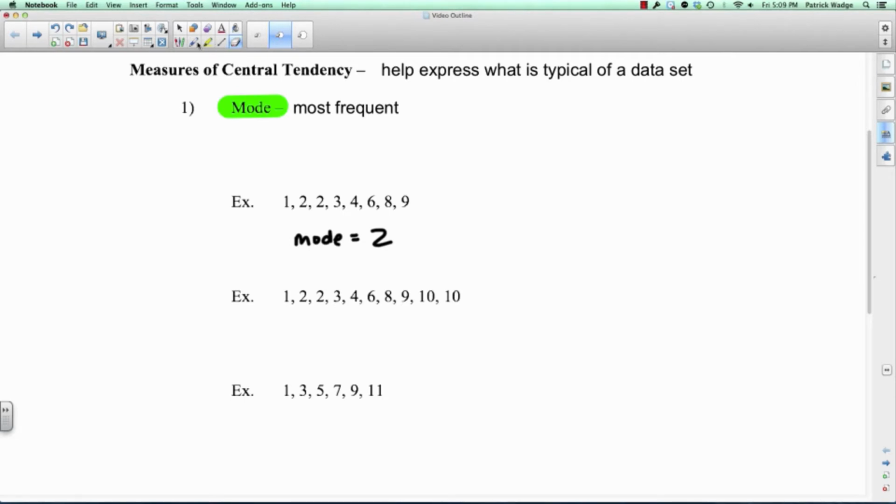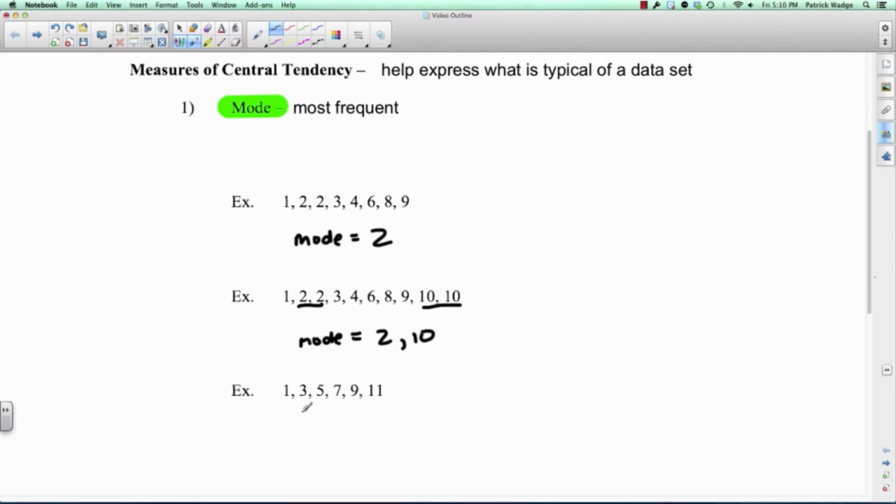The next one says 1, 2, 2, 3, 4, 6, 8, 9, 10, 10. What's the mode? If you look carefully, you're probably a little confused because we have those 2s, just like we did up here, but we also have those 10s. So what does that mean? Is the mode both of them? One of them? The average of them? How do we get the mode? Well, what you do is you write them both down. So the mode is equal to 2 and 10. 2 comma 10 I'll put.